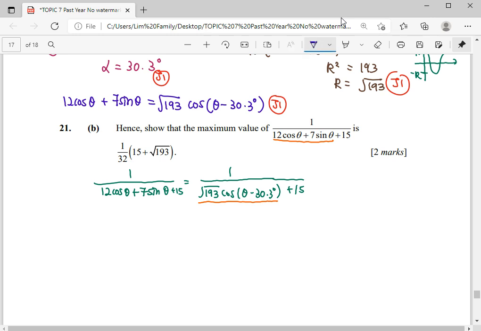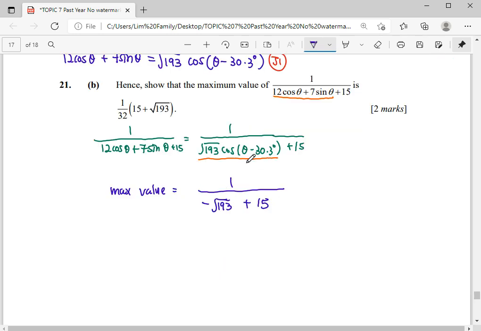So that's why for this question, our maximum value will equal 1 over, so this maximum will become minimum, square root 193 plus 15. This is the maximum value we have here. So how do we get this maximum value to prove it until we get 1 over 32, then 15 plus square root 193? We can see this is a surd number. So this is our topic 1 concept.